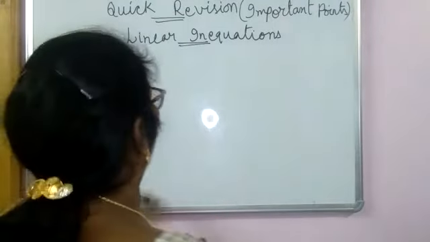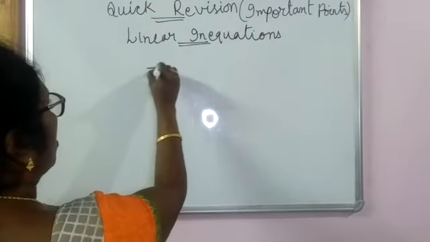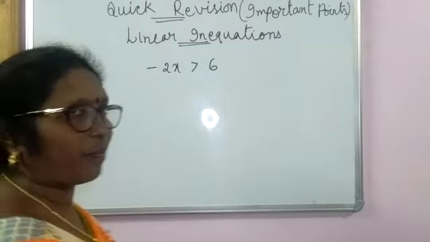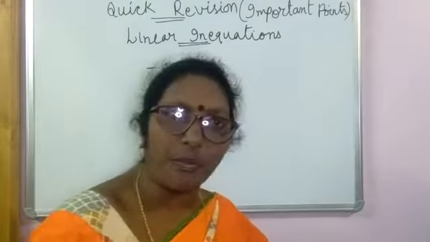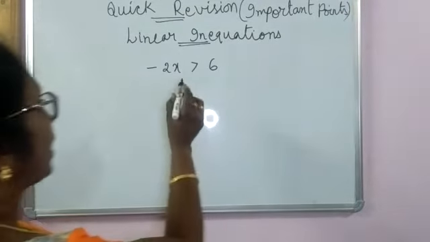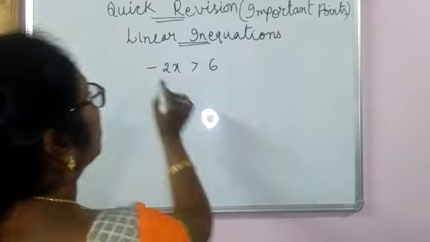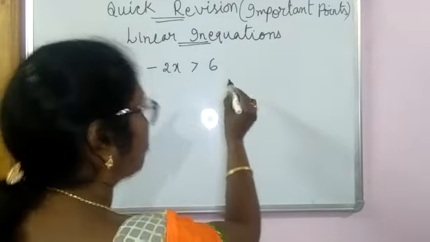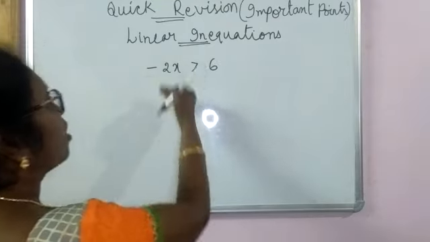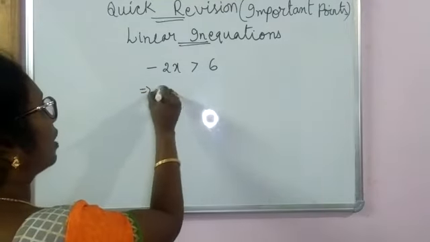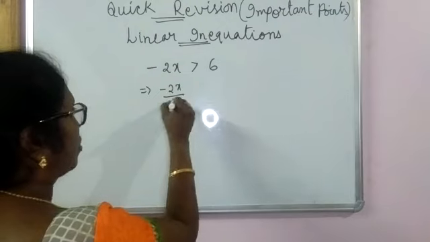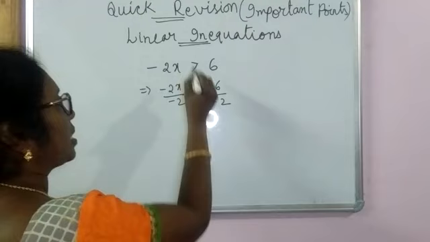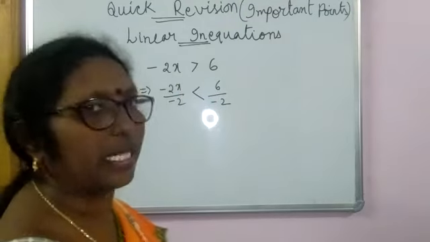Let me give you an example. Suppose minus 2x is greater than 6. You have to find the value of x. In that case, how will you get x? In order to get x, minus 2 has to go to that side. The meaning of that is both the sides you have to divide by minus 2. In this case, the sign of inequality changes.